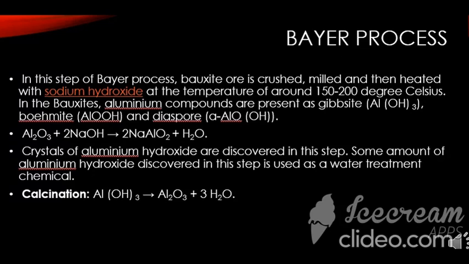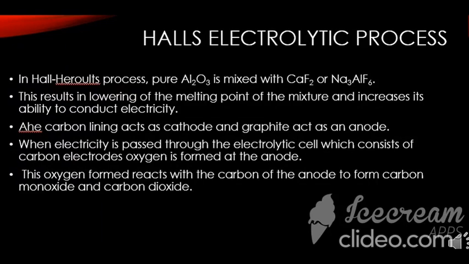Now go to the next one. After getting the alumina, the next step is trying to get the aluminium in the purest form. We are going to apply the Hall's electrolytic process. What is the Hall's electrolytic process? Before going to the diagram, I am telling you something about the Hall's electrolytic process.